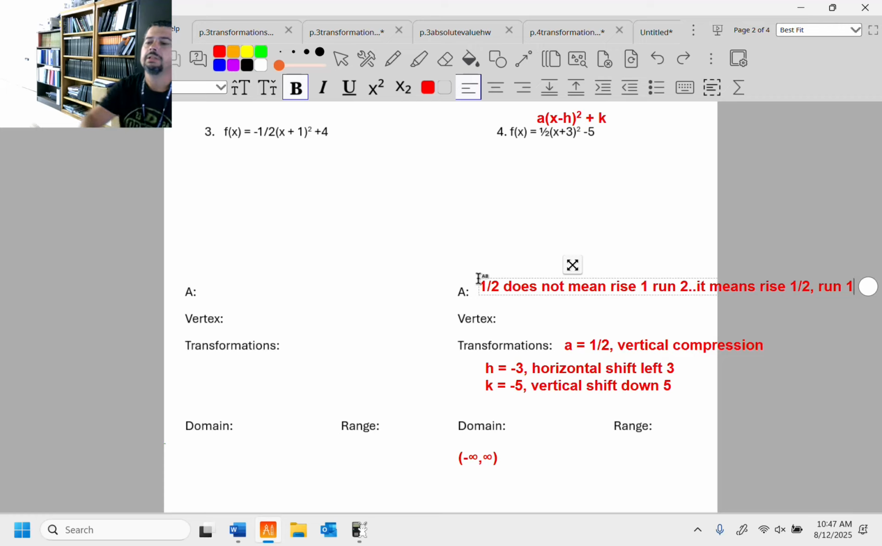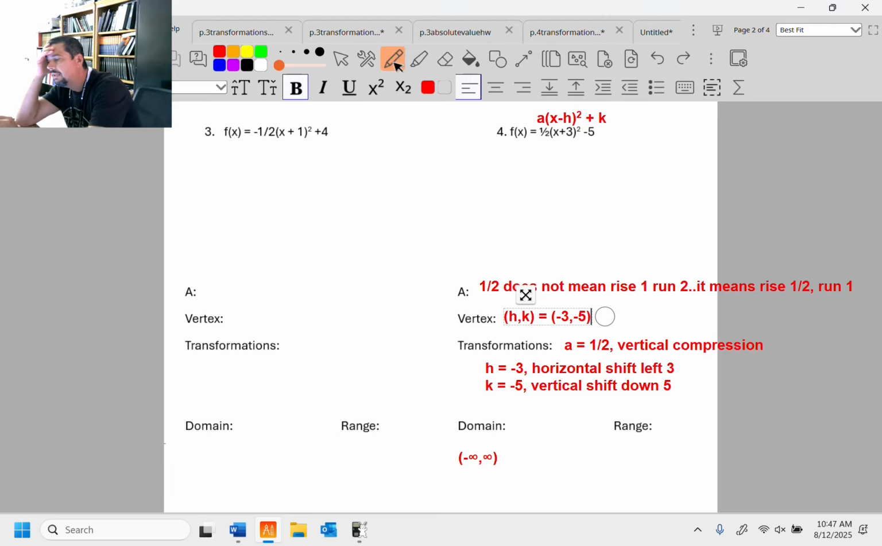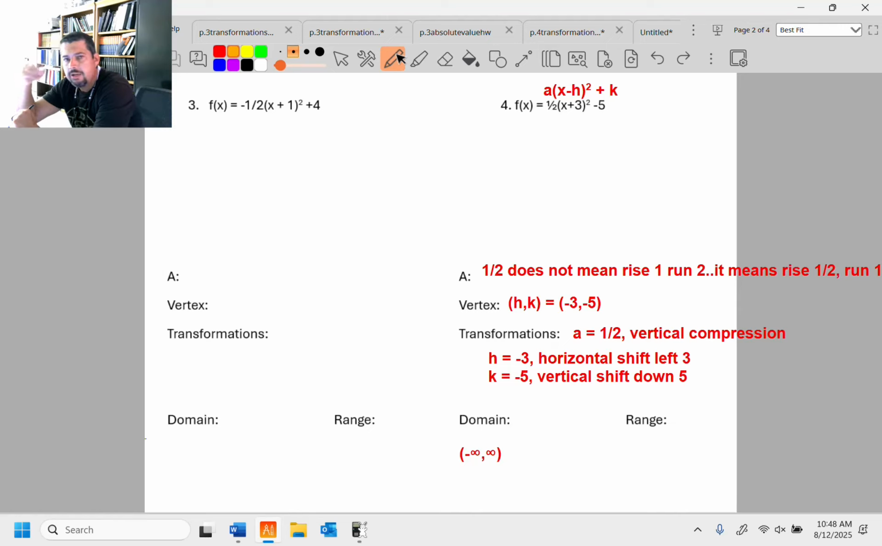So remember that. Your vertex is going to be h and k, and it's going to be -3, -5. And that's more than enough information to graph. And we'll look at the graph and we just discuss range. I can tell you what the range is right now, but guess what I'm doing in my head? I am picturing the graph.